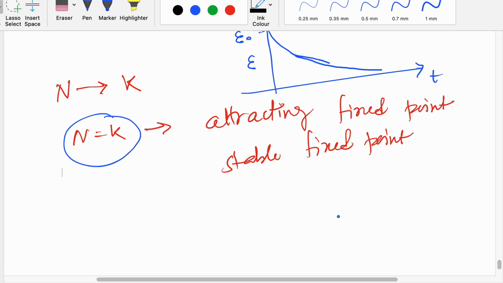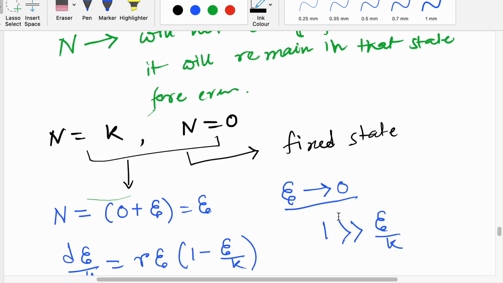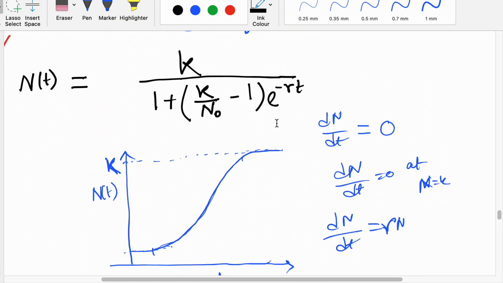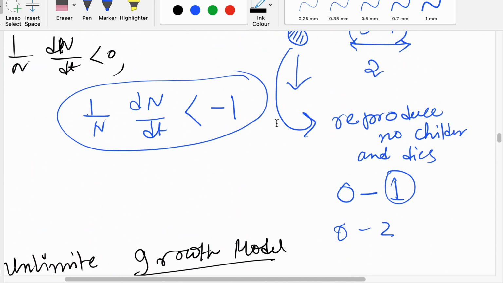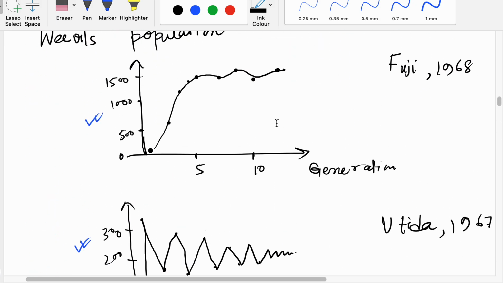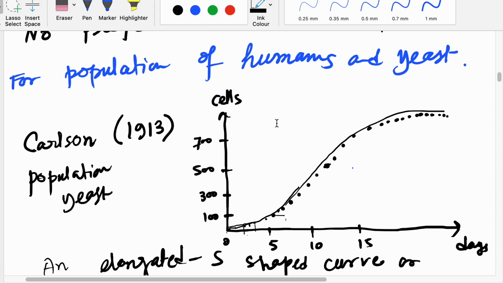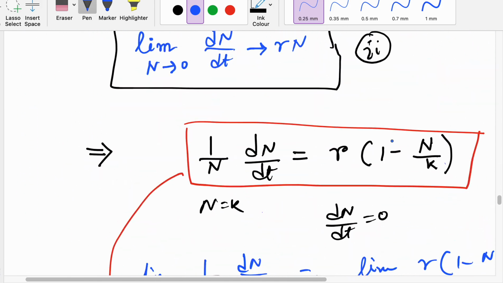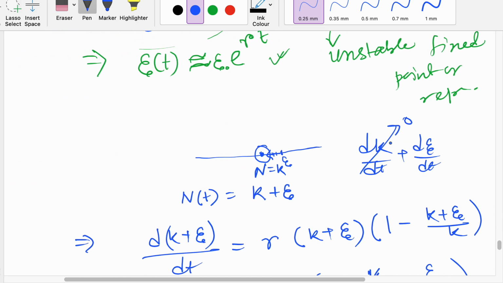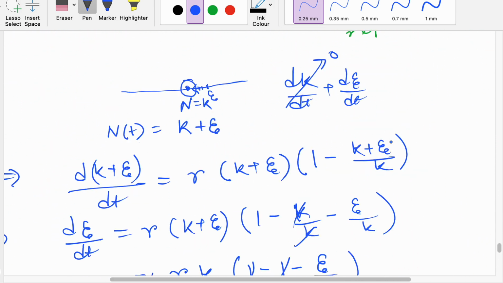But practically, are there any populations where we can see this kind of growth? Suppose, if you can recall from our previous classes, the population of yeast, if I can go there. This is the population of yeast. If you see this Carlson population of yeast, 1913, this curve looks exactly like the curve that we are drawing here.